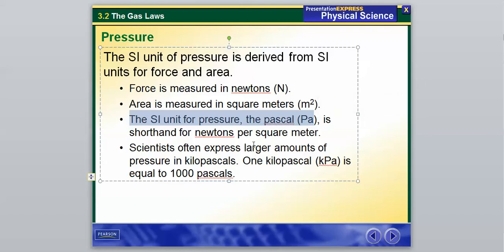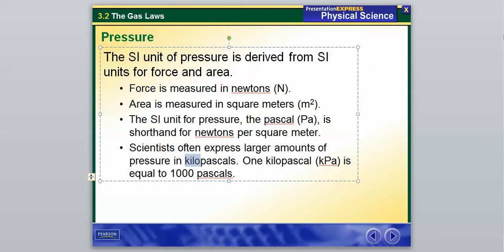And scientists will often express larger amounts in kilopascals. So if you remember going back from chapter 1, I know this is a while ago, kilo means 1,000. So 1 kilopascal is equal to 1,000 pascals. So it's a little bit easier to write things out using these prefixes whenever the numbers are a little bit larger or a little bit smaller. In the case of pressure, that's usually a higher amount, so that is why the kilopascal is used. So that is our SI unit. That's actually how we measure pressure.